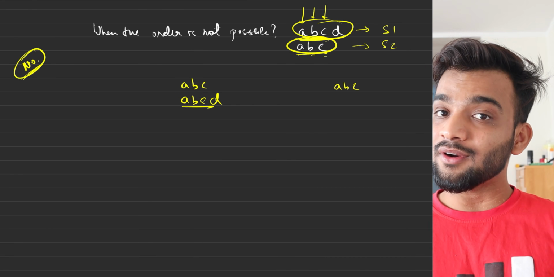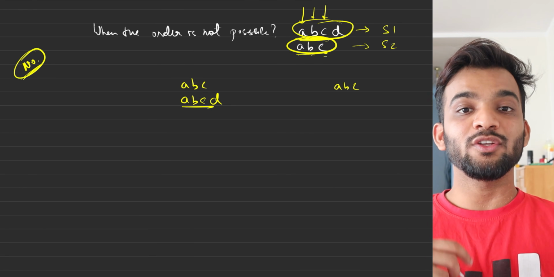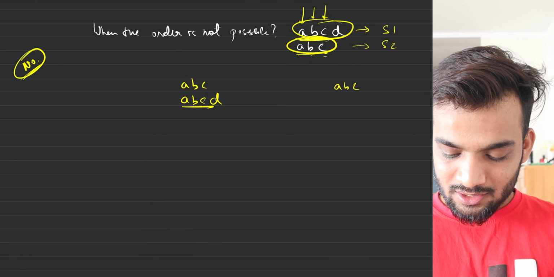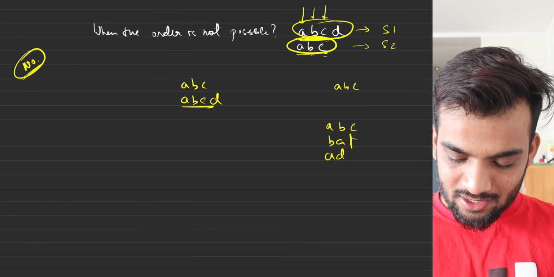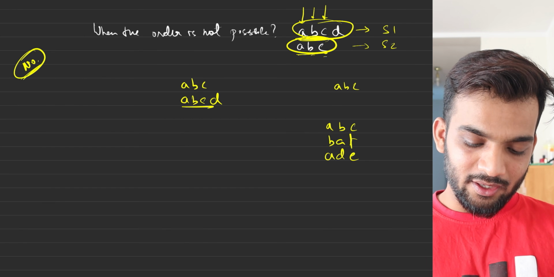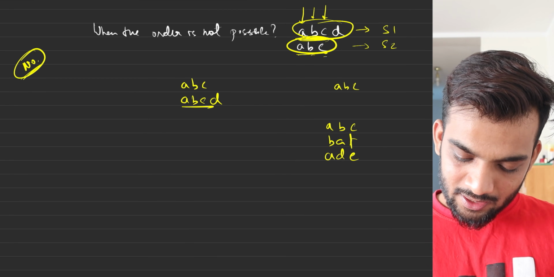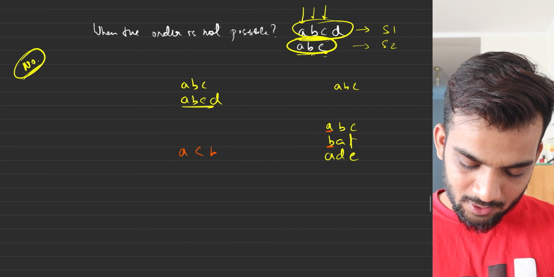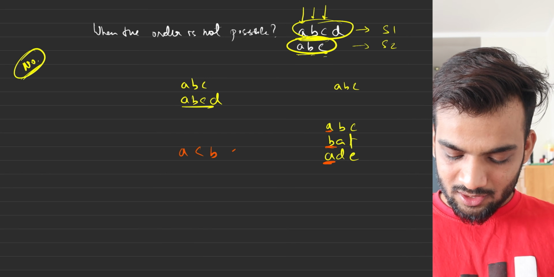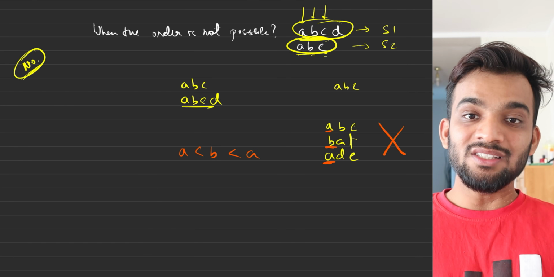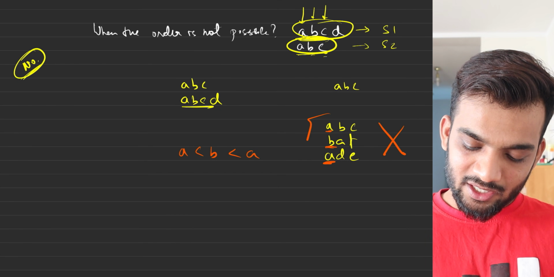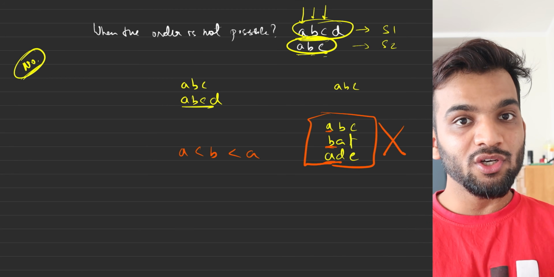Got it? And the other one is if you have something which creates a cyclic dependency, something like ABC, something like BAT, and something like ADE. Now, what we are saying over here is that A is smaller than B, and we are saying B is smaller than A. It's a cyclic dependency. This is not possible. So these are the two test cases when a dictionary is wrong.